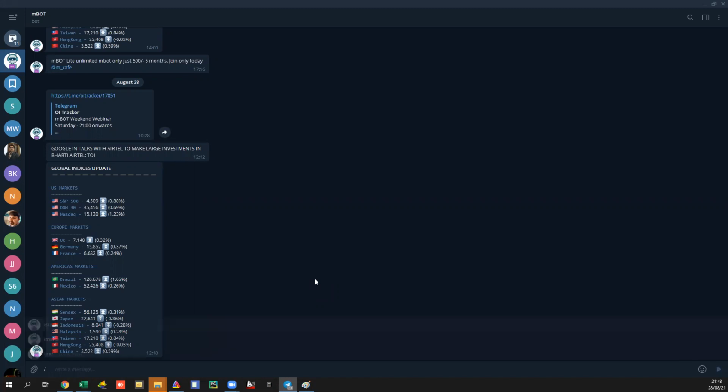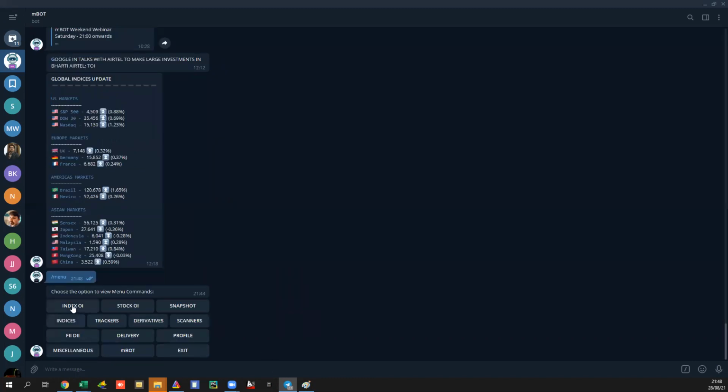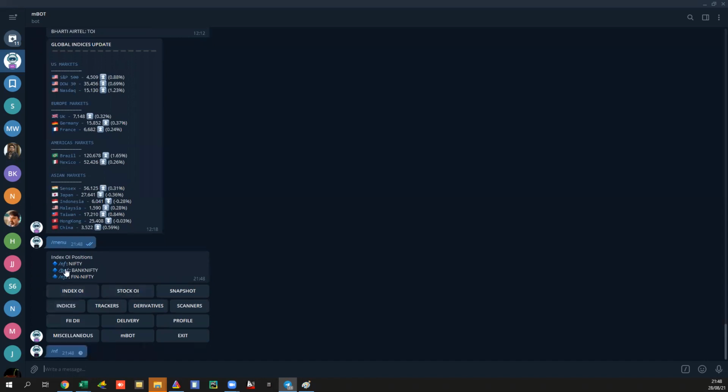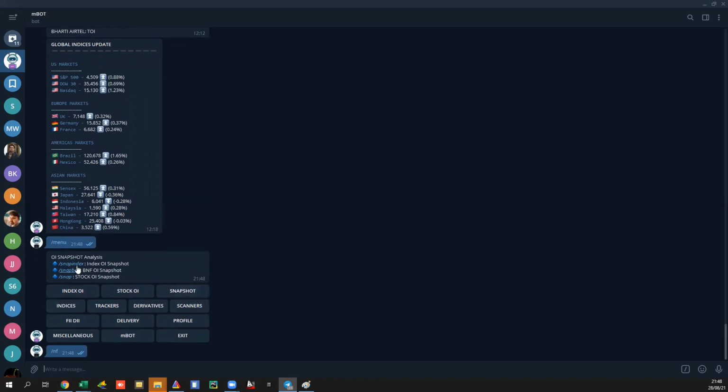So in the mBOT, what you do is you put menu, right? And you have index OI. You can check Nifty and Bank Nifty. Then you have stock OI. I'll show you the stock OI once we receive a reply for this. This is again a little slow today. I'm not sure. Okay, and then we have OI snapshots. The snapshots, same as those being sent to that group, you can get from here. Then you have indices. All the menu commands you can explore yourself.